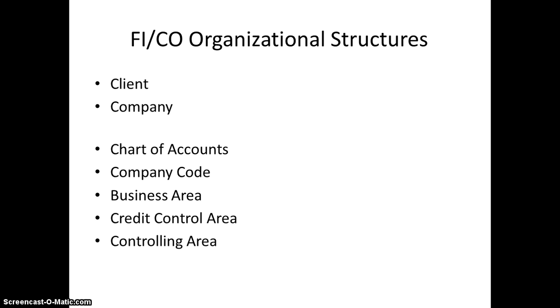Only after the FI configuration is done, we can go ahead and further do the configurations for any other department like MM or SD or HR. All these are things for later. First we have to do the configuration of FI. Now in this we have client, company, chart of accounts, company code, business area, credit control area and controlling area.